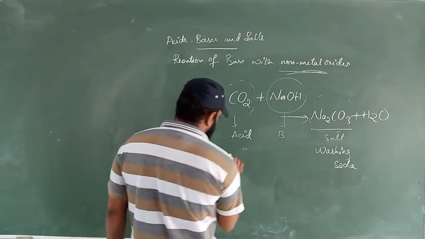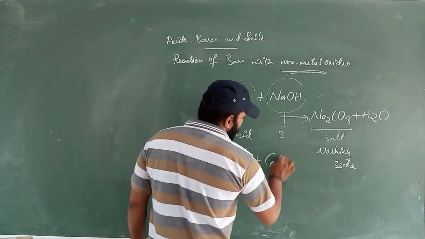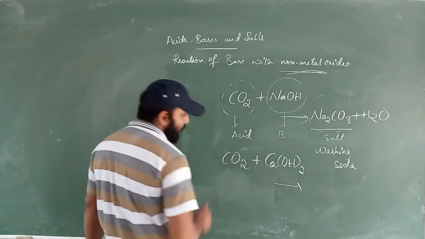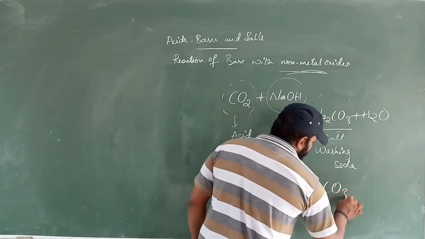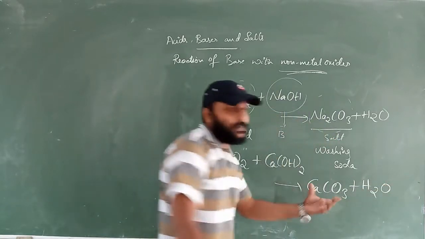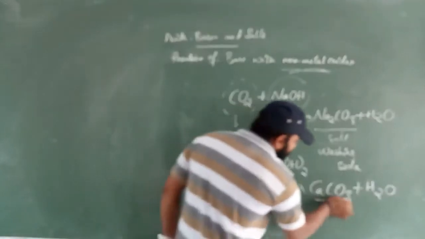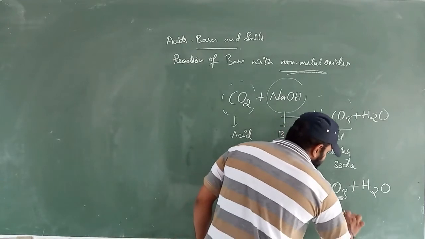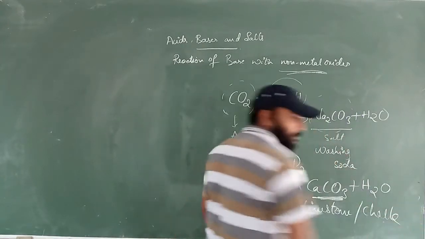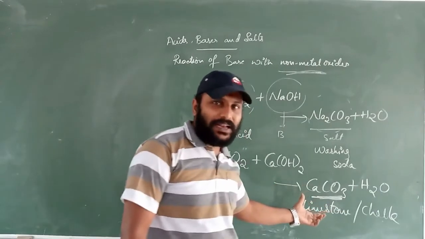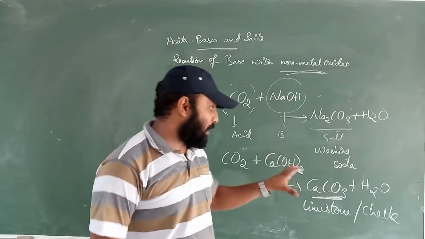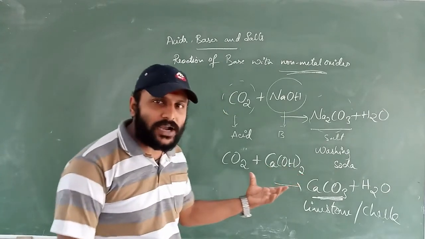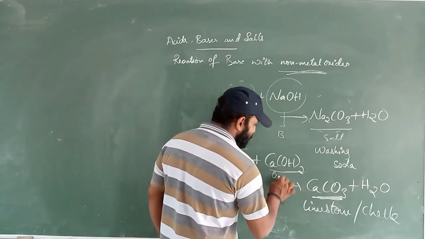If we take one more example, if I react carbon dioxide with calcium hydroxide, what product will we get? Calcium hydroxide will react with carbon dioxide to give CaCO3 plus H2O. CaCO3 is calcium carbonate, which is also called limestone, or chalk. What we get is a milky white precipitate when we react carbon dioxide with calcium hydroxide. Calcium hydroxide is called slaked lime, or lime water.